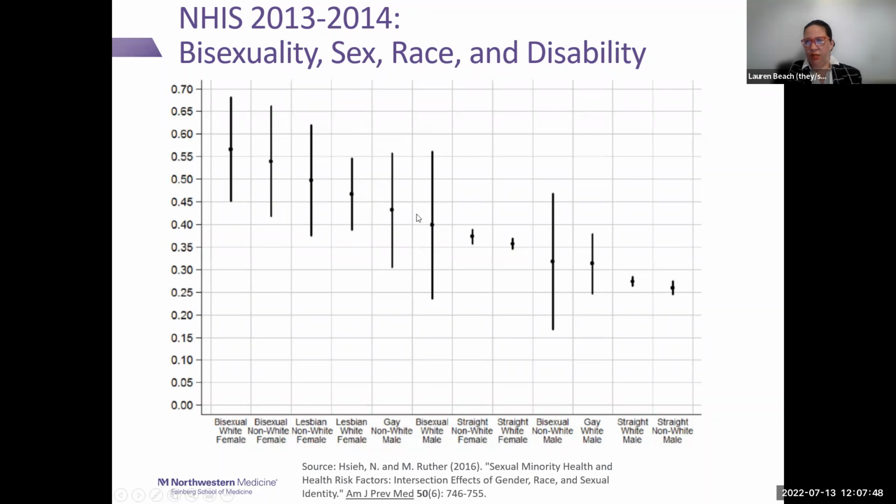And then you can also see within the groups that have similar social position, here we're looking at gay non-white males compared to bisexual white males, and then bisexual non-white males. Again you're seeing some of these trends where bisexual people, bisexual men in this case, are still experiencing heightened levels of disability compared to people of other sex, race, and intersections.